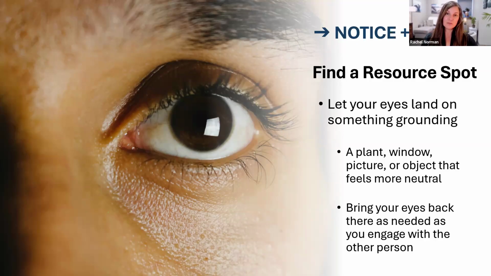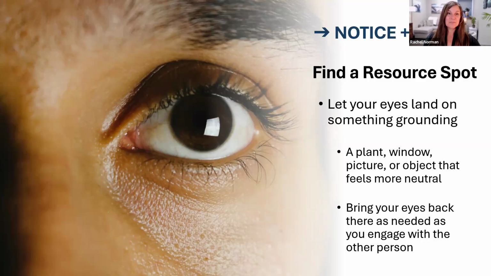And it may even, for some people, be just looking down towards your feet that are planted on the floor. So bringing your eyes there as needed and then back to the other person can also function as a way of grounding within difficult conversations. You might be thinking, I kind of already do that, right? Sometimes when we pinpoint something and it's on a slide, it helps us realize that maybe that's a strategy we're already using.